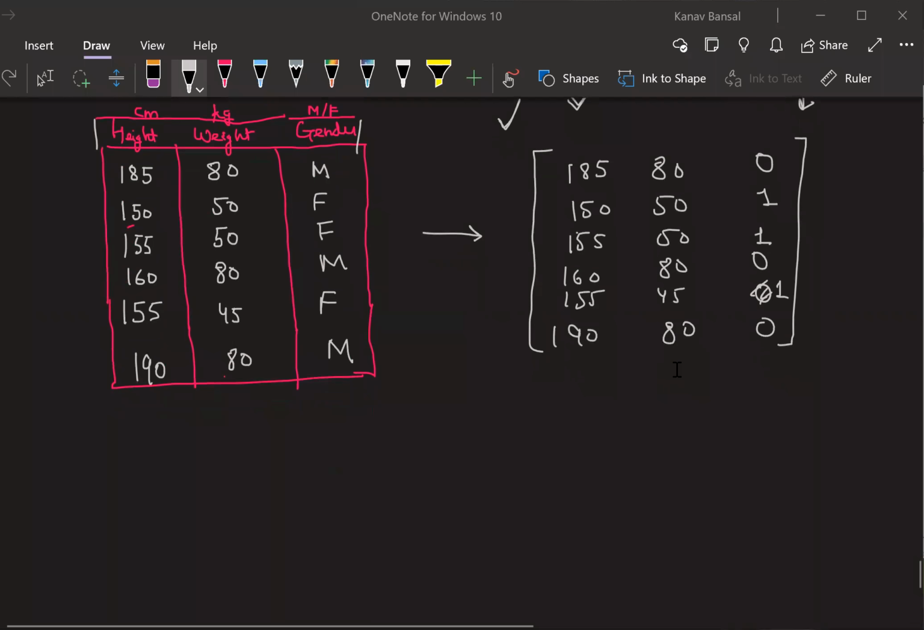Dheeraj, we have already seen that pandas internally uses NumPy. And NumPy simply transforms all the data, all the CSV files and everything, into a NumPy ND array. ND means n-dimensional array. In this case, this array is a two-dimensional array. The number of rows here is nothing but 6. The number of columns here is nothing but 3.